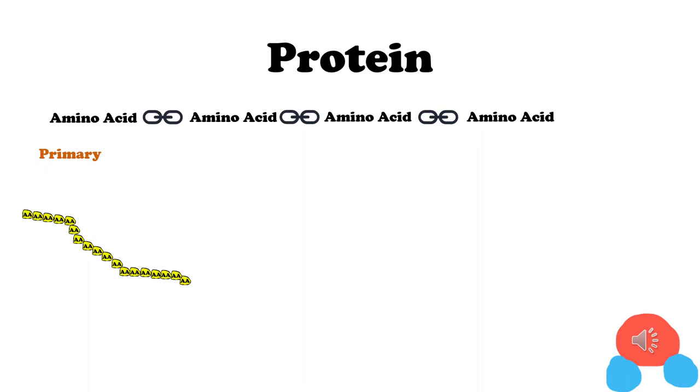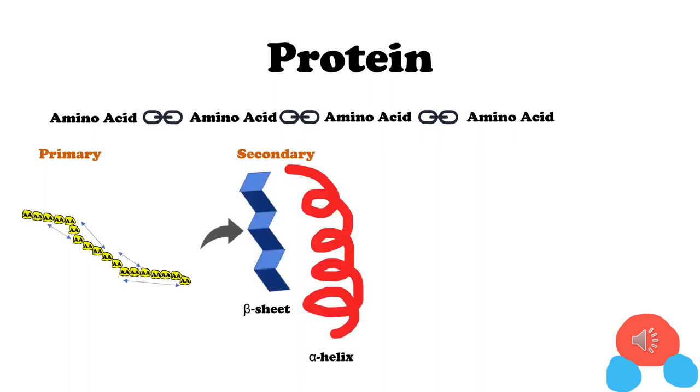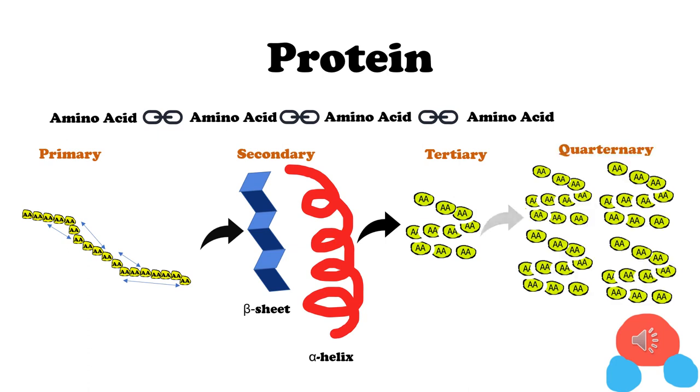When primary structures come together via hydrogen bonding, they fold into secondary structures like beta sheets and alpha helices. When the secondary structures fold together, they form the tertiary structure, which is also a functional protein. When multiple tertiary structures come together, they form the quaternary structure, and each of those tertiary structures is now known as subunits.